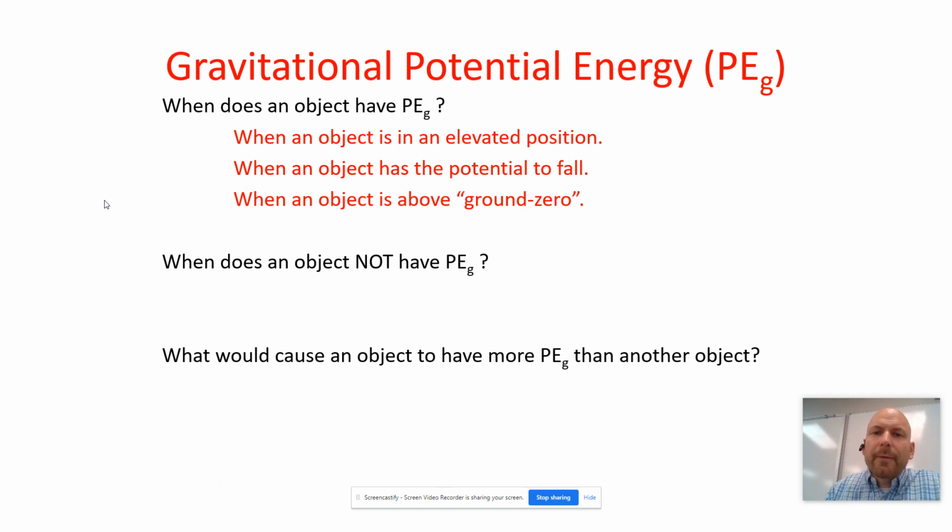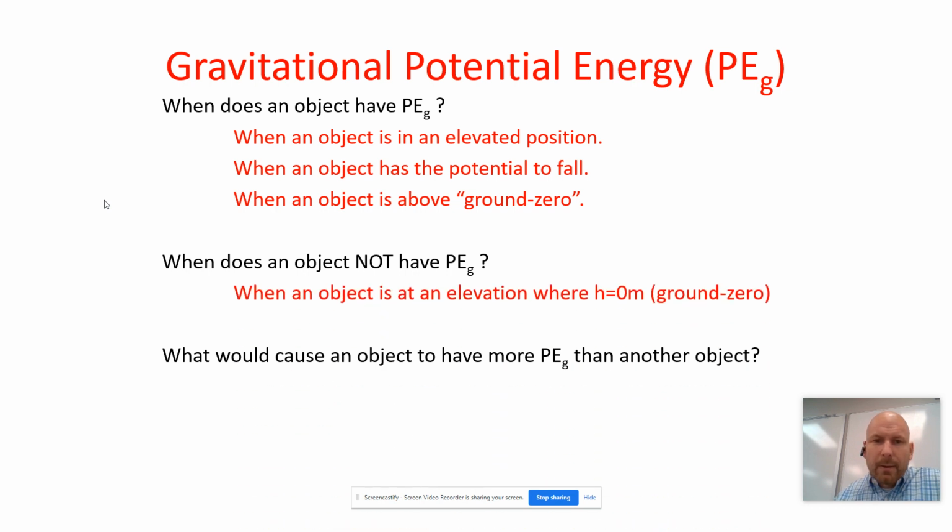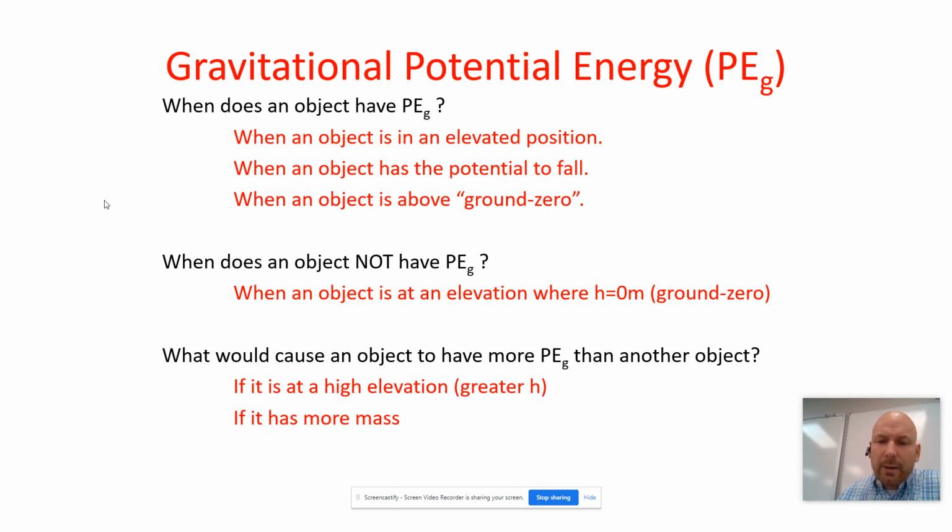So when does something have gravitational potential energy? When it is in an elevated position, has the potential to fall, above ground zero. All those are the same thing. Okay. When does it not? When the object is at ground zero, when the elevation is defined as 0 meters, has a height of 0 meters. What would cause an object to have more potential energy than another? If it is at a higher elevation or if it has more mass.